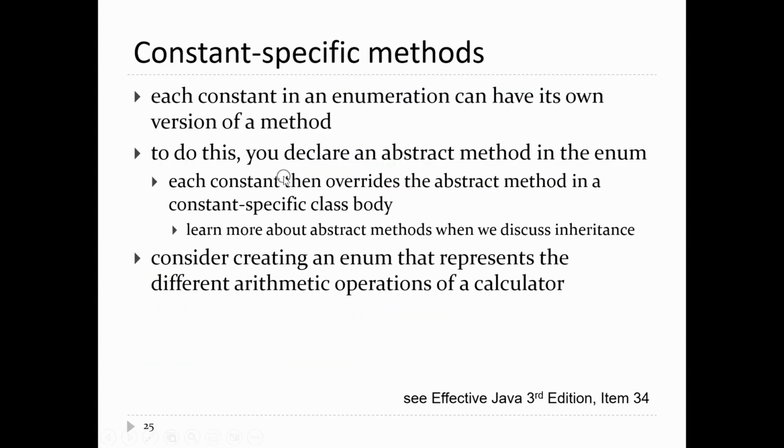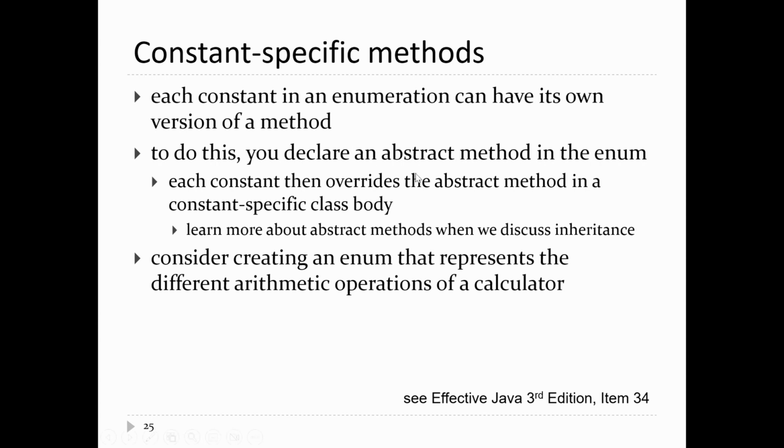Okay, so what we're going to do here is make an enumeration that represents the operations you could do on a simple calculator, right? I can add, subtract, multiply, and divide. So I want to make an enumeration for the operations on the calculator. Now, when you add two values, or subtract, multiply or divide, a different operation is applied. And so I can use the fact that I can define my own version of a method for each constant to define all of these operations.